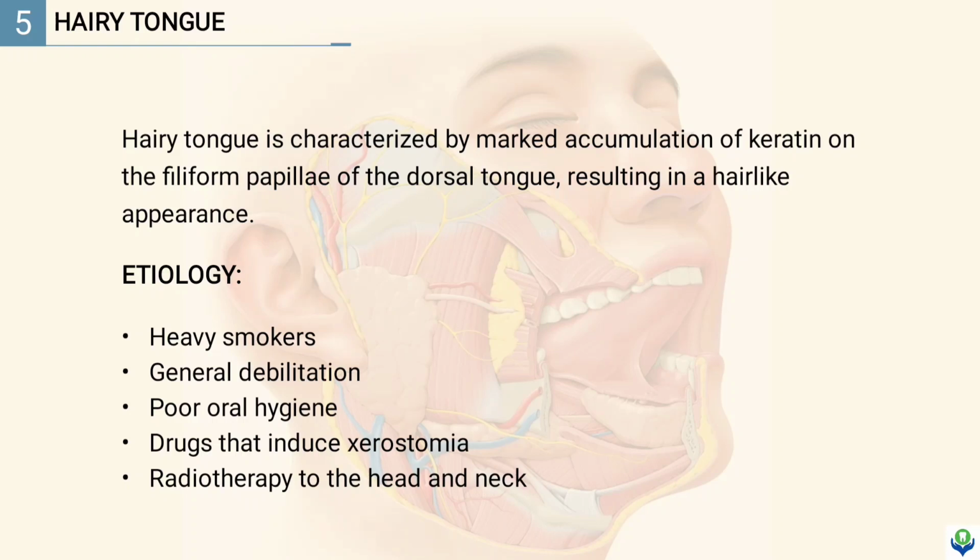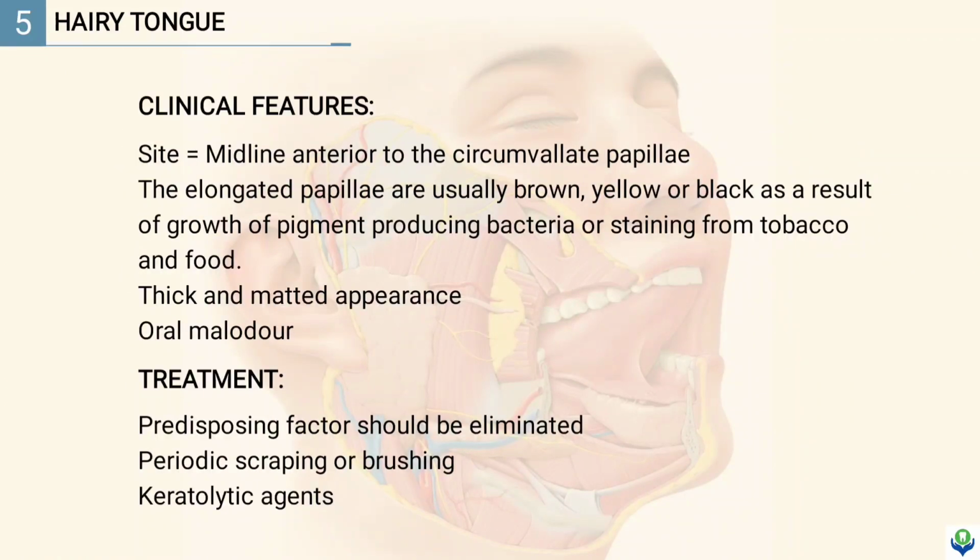The next developmental disturbance of the tongue is hairy tongue. Hairy tongue is characterized by the marked accumulation of keratin on the filiform papillae of the dorsal tongue, resulting in a hair-like appearance. Etiology: heavy smokers, general debilitation, poor oral hygiene, drugs that induce xerostomia, radiotherapy to head and neck. Clinical features. The most common site for hairy tongue is midline anterior to the circumvallate papillae. The elongated papillae are usually brown, yellow, or black as a result of growth of pigment producing bacteria or staining from tobacco and food.